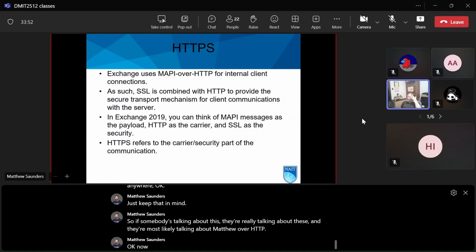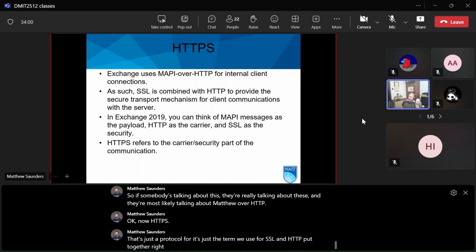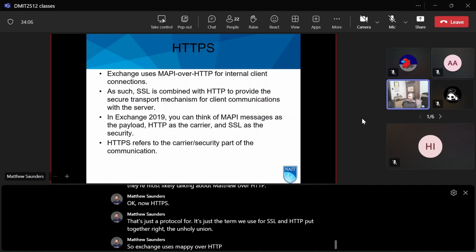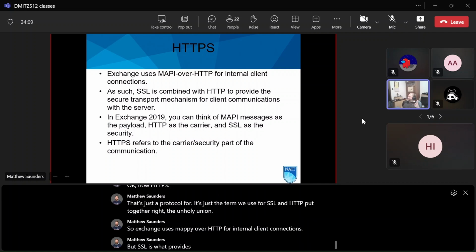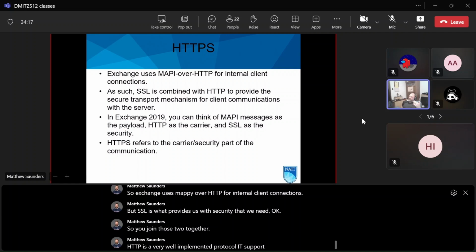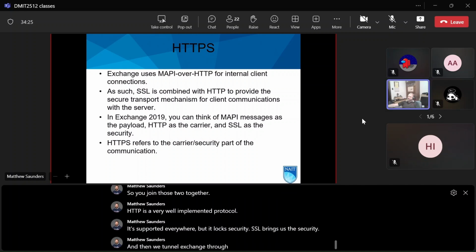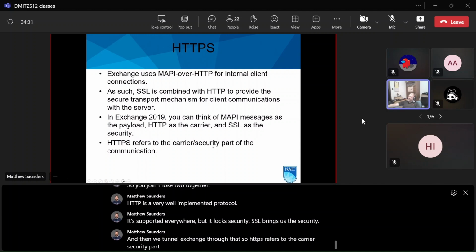Okay, now HTTPS, that's just a protocol, it's just the term we use for SSL and HTTP put together, right? The unholy union. So Exchange uses MAPI over HTTP for internal client connections, but SSL is what provides us with the security that we need. So you join those two together. HTTP is a very well implemented protocol. It's supported everywhere, but it lacks security. SSL brings us the security, and then we tunnel Exchange through that. So HTTPS refers to the carrier security part of that communication, the two outer layers, right?